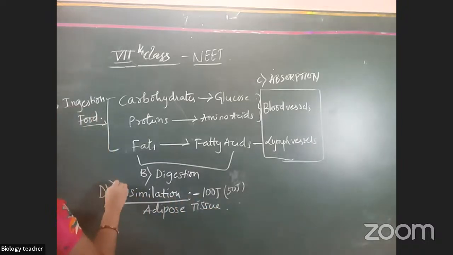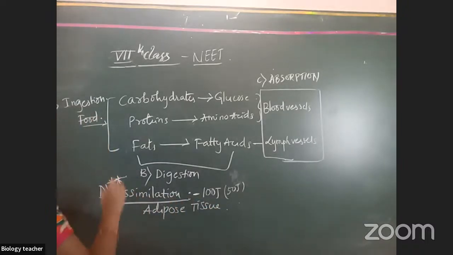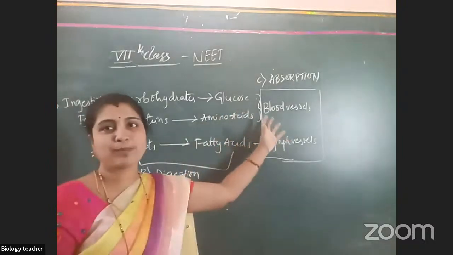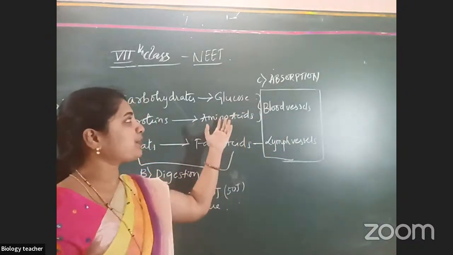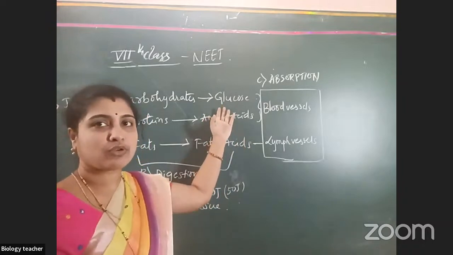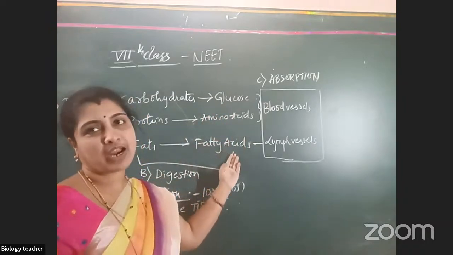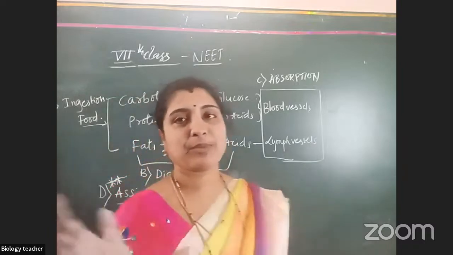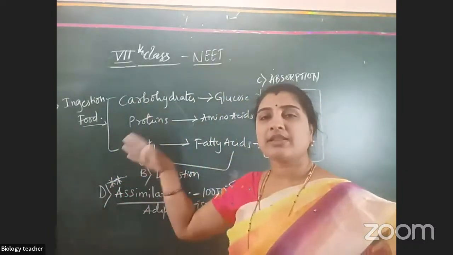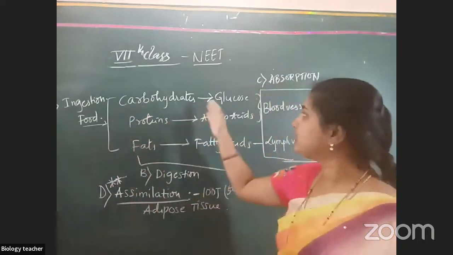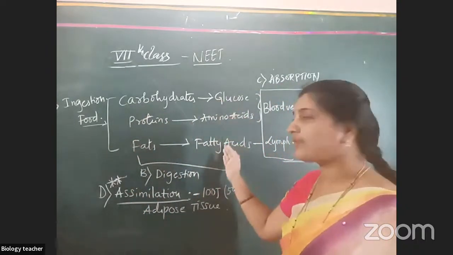That is known as assimilation, very, very important. After absorption, the blood vessels will be flowing, so energy is produced. What is produced? Glucose, amino acids, and fatty acids are produced. Once again, I'm repeating: we are eating the food. The food contains these nutrients. Those nutrients are broken down and changed into glucose, amino acids, and fatty acids.